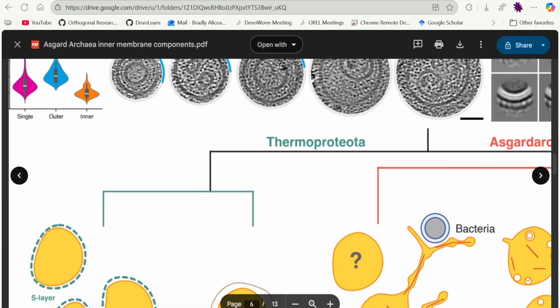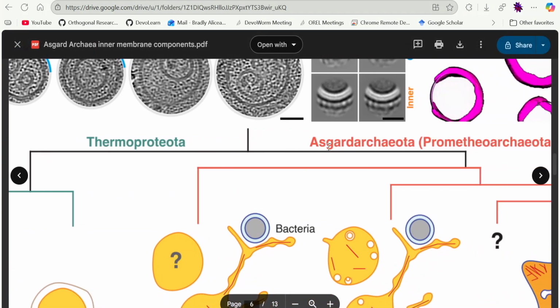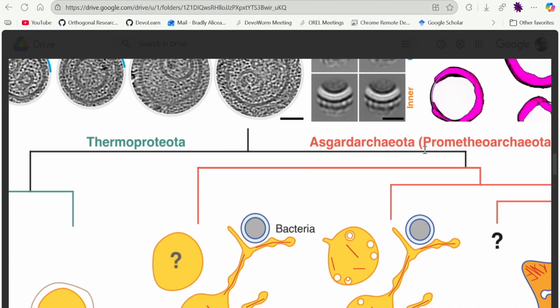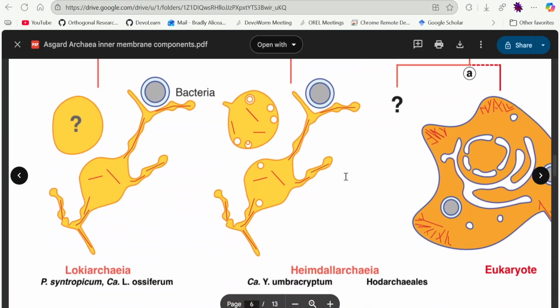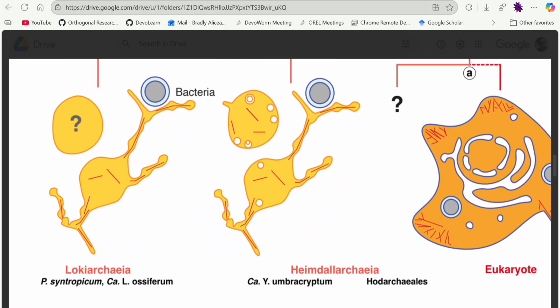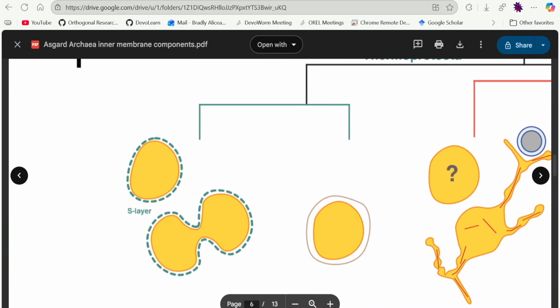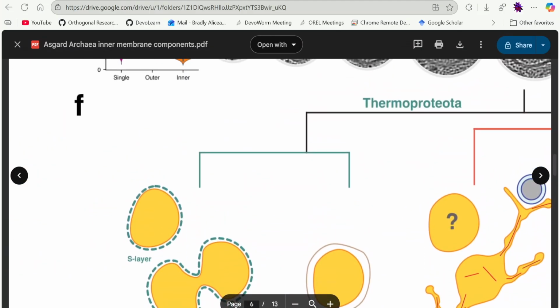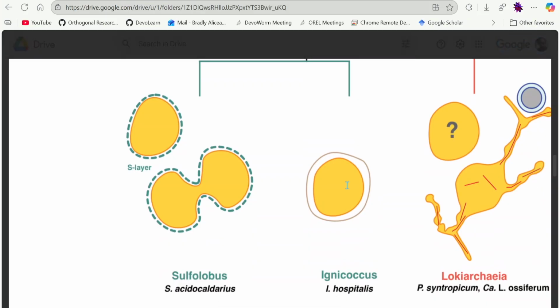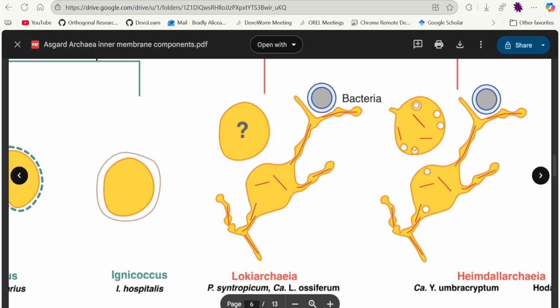And so this shows a phylogeny of Thermoproteota and Asgard, which is what we're looking at here. This is the model that we're talking about in the paper, the Hamdallah Archaea. And that is actually pretty close to the eukaryote, much closer than some of these other cells here in Thermoproteota. You see that there's a greater complexity of filopodia, for example. You have bacterial cells that are put next to it in comparison.